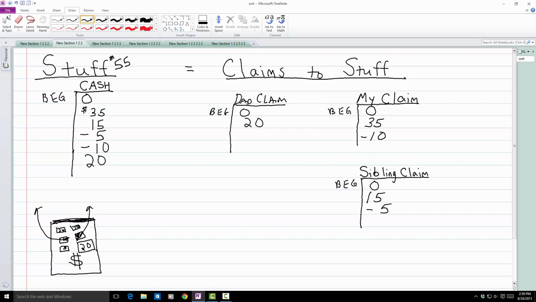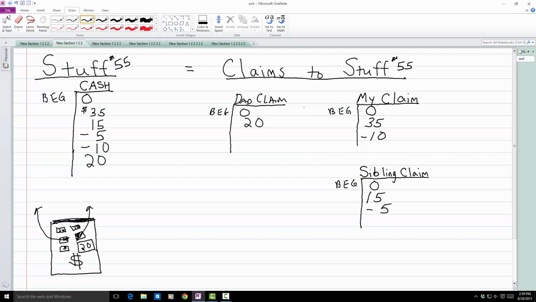We come over here, Dad's claim was 20. Our claim was 25. That's 45. Sibling's claim is 10. That gives me $55 altogether. So we're still in balance. Stuff, $55 worth of cash equals claims to stuff. My claim is 25, sibling's is 10, and Dad's is 20.